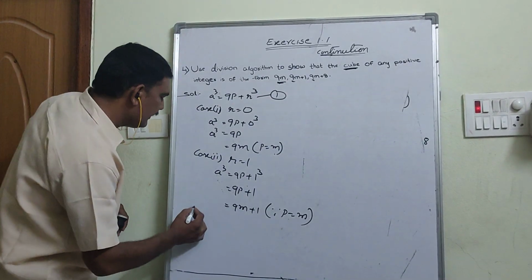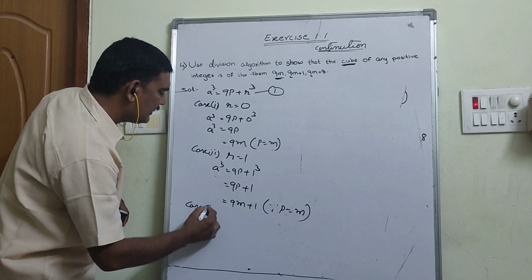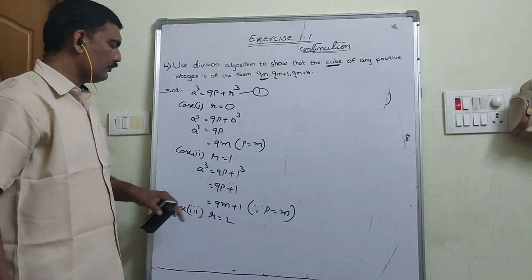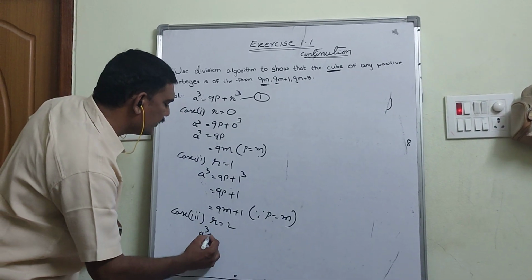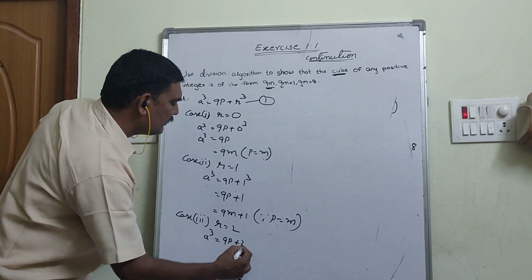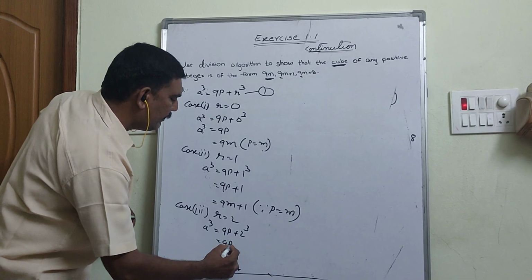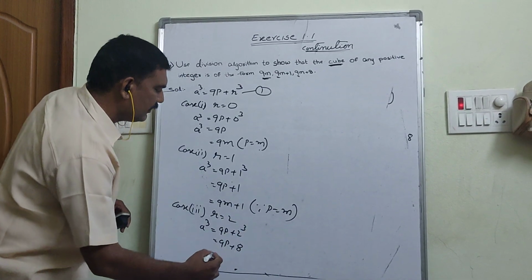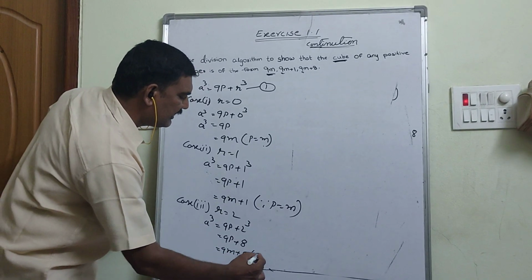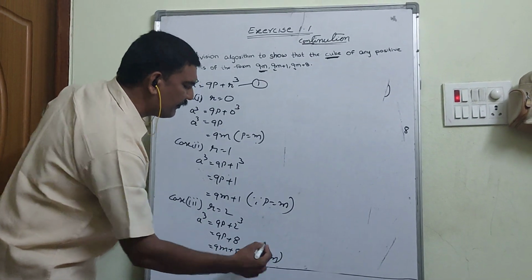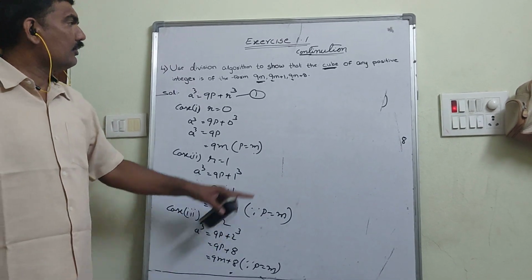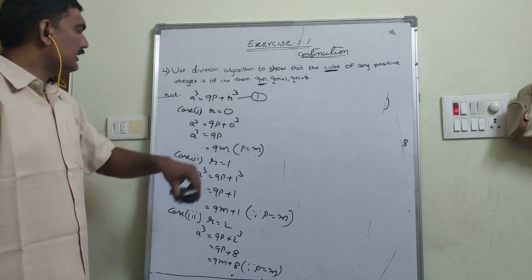Next, go for case 3. In case 3, let r is equal to 2. 0, 1, 2. If you take it, a cube is equal to 9p plus 2 cube. 9p plus 2 cube means 8. In place of p, I am writing m. 9m plus 8, since p is equal to m. Third case also you got as 9m plus 8 only. Next, case 4.